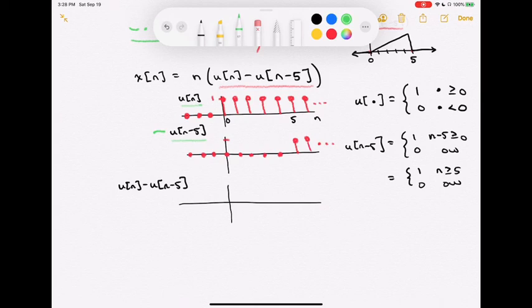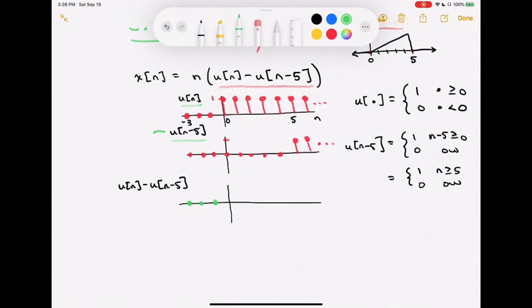So let me start at n equaling minus 3, that first one that I've shown on these graphs. All values n less than 0 are going to be the same as this, but I'm going to just do it starting at minus 3. So u of n at n equals minus 3 is 0. U of n minus 5 at n equals minus 3 is also equal to 0. So I'm going to get 0 minus 0, which is just 0. And I can keep doing this point by point. Next one over is 0 minus 0, no problem. Next one over, 0 minus 0, no problem.